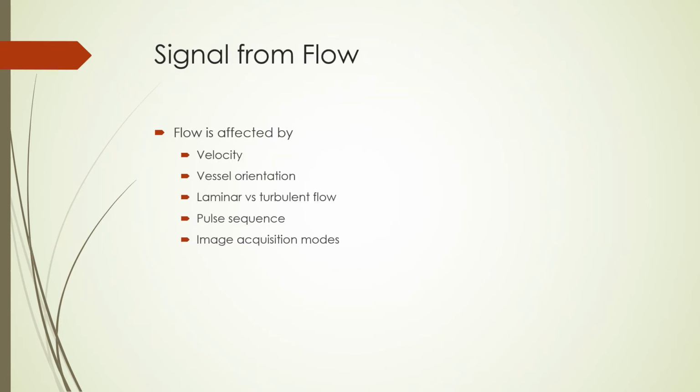The appearance of moving fluid in the vascular structure is complicated by many factors like flow velocity, vessel orientation, laminar versus turbulent flow patterns, pulse sequences, and image acquisition modes. Flow signals can be exploited to produce MR angiographic images. We shall see on the next few slides how this is done.